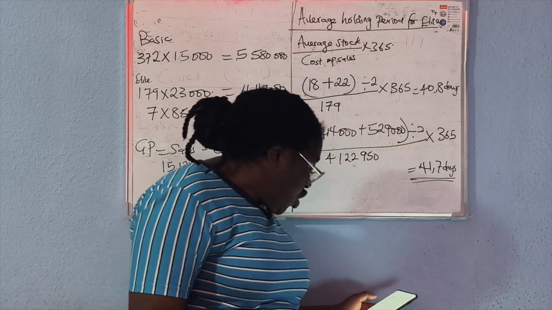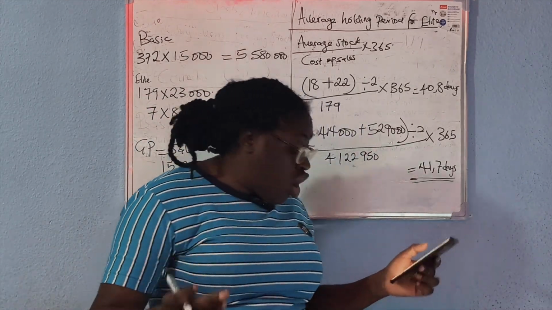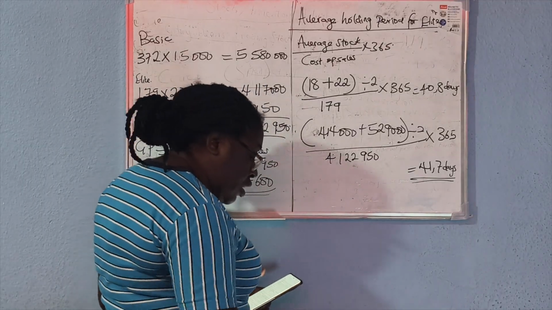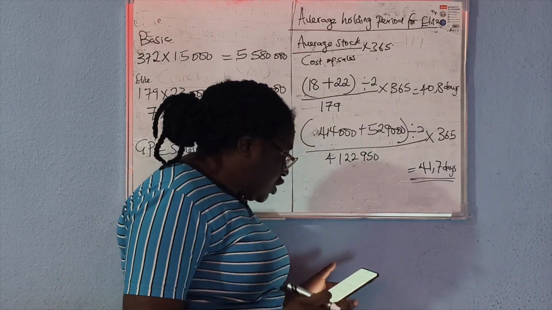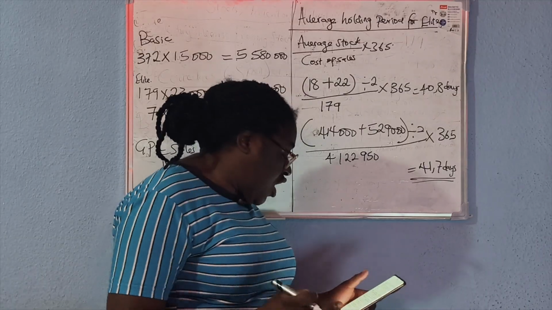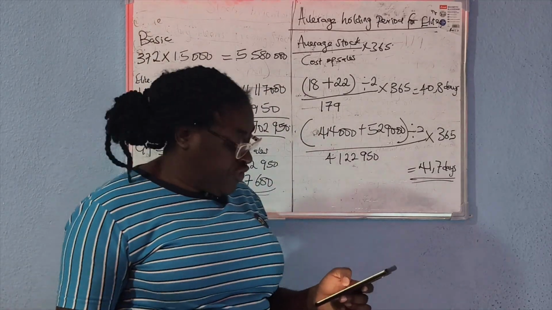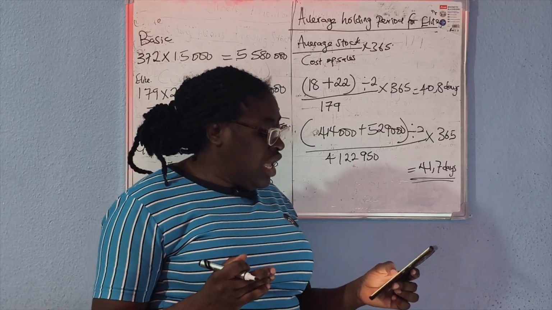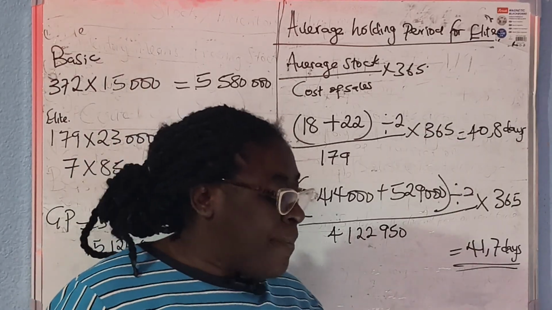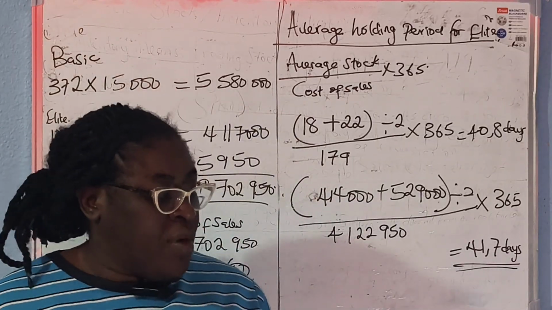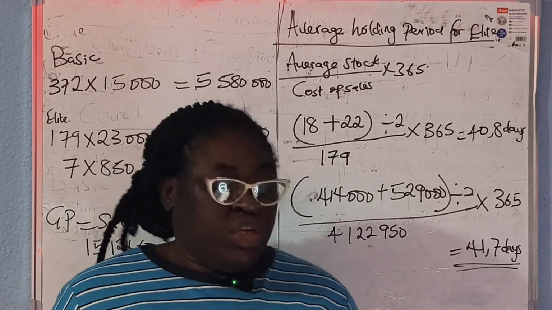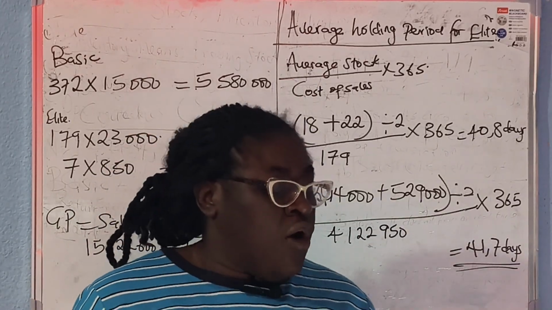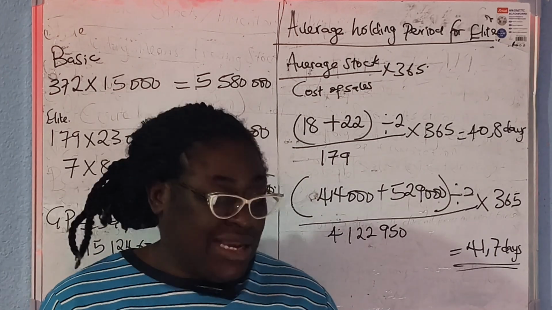Now, if you look at the stock holding period, the stock holding period for Elite is a lot, but when you check the stock holding period for basic, it has really improved. Now, where am I getting my information from? From information 5. Check your information 5. It says financial indicators for the year ended March.